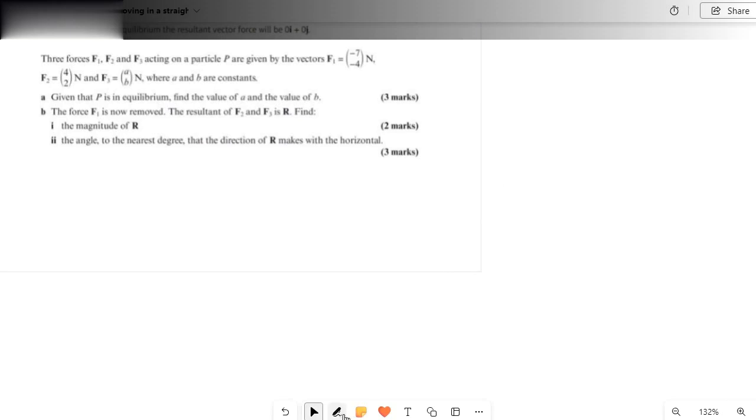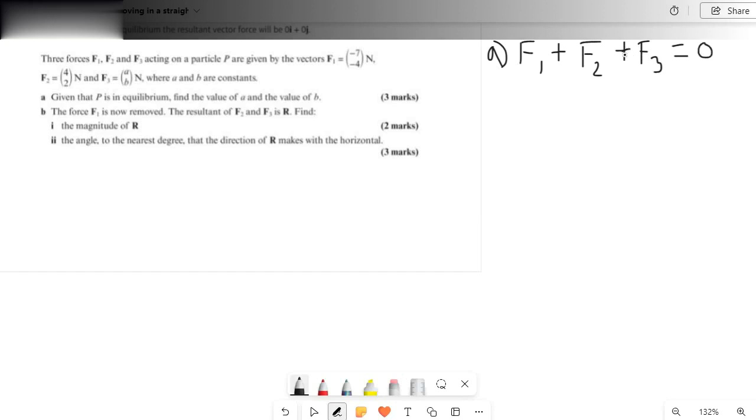So because, for part a, P is in equilibrium, we can say that the addition of all forces, for example F1 plus F2 plus F3, must be 0, as there is no resultant force.